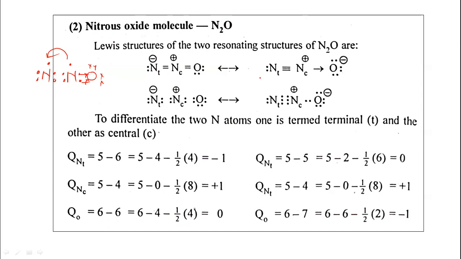Now the second should be represented. These two electrons can be joined, forming the triple bond. In this way, these two electrons are shared and a triple bond is there between the two nitrogen atoms. With the shifting of this electron, oxygen acquires the negative charge, and a single bond is there. So this is the second electronic structure. These are the two resonating structures of the molecule.